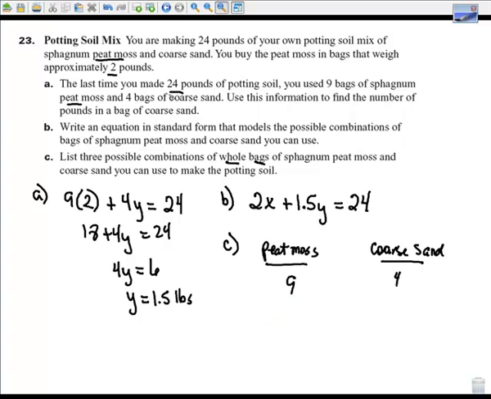Oh, that's what I had up here before, isn't it? Well, let's try another combination. Instead of the 4, let's try 6. So 6 times 1.5 is 9. 24 subtract the 9 is 15. But dag nabbit, that is not divisible by 2 for a whole bag, so I can't do 6. See, it's just a matter of trial and error, and some of you are a little quicker at this than I am.